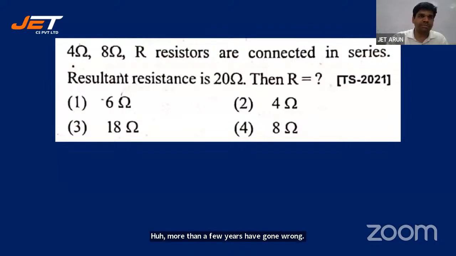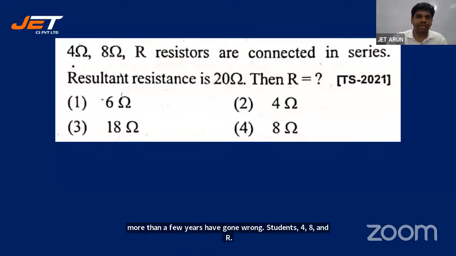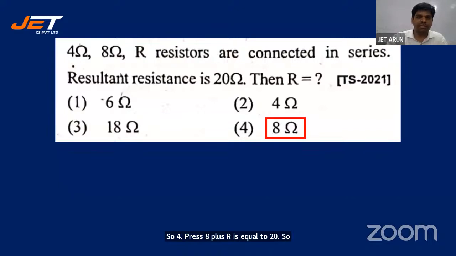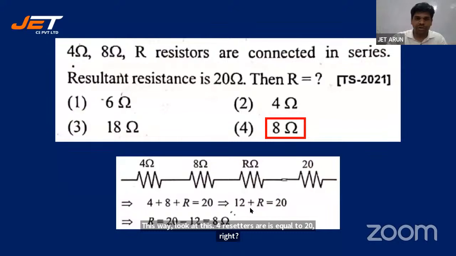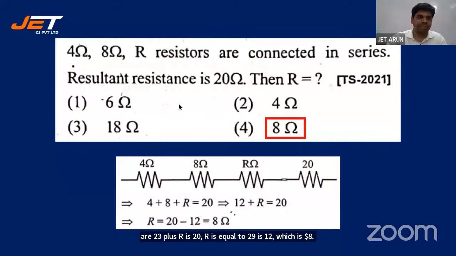Series combination of the 4, 8, and R. So 4 plus 8 plus R is equal to 20. So 12 plus R is equal to 20. R is equal to 8 ohms. This is the way. Look at this. 4 plus 8 plus R is equal to 20. Right hand side is 20, equivalent is 20. So 12 plus R is 20. R is equal to 20 minus 12, which is 8 ohms. All right, pretty simple.